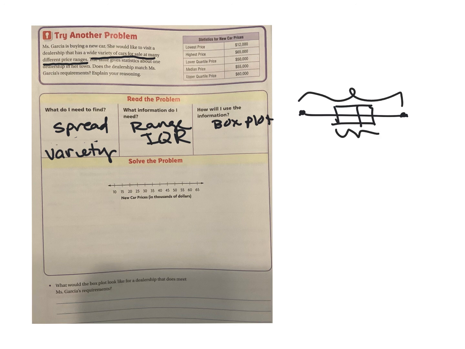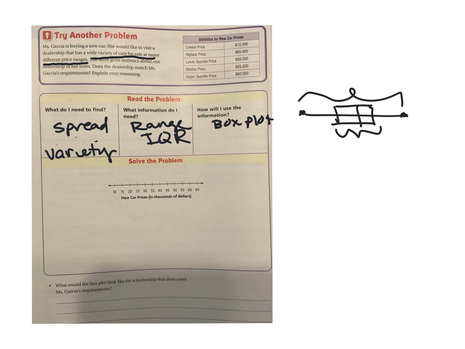How will I use the information? We'll go ahead and make a box plot because the box plot gives us the range on the whiskers, right? And then it also gives us an interquartile range where the majority of the data is at. So that will give us an idea of what the spread looks like in the entirety and what the spread looks like where most of the data is at. And that should give Ms. Garcia an idea. Does this dealership have the variety that she is looking to view? All right.